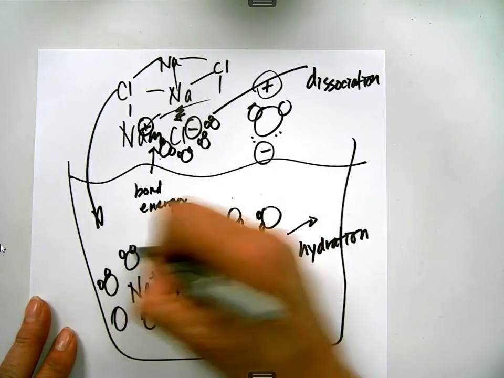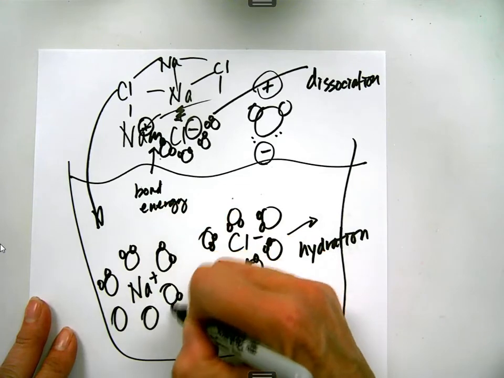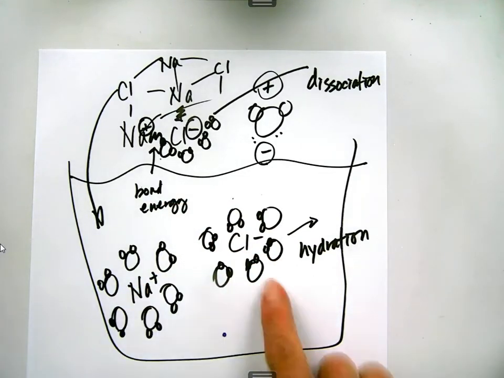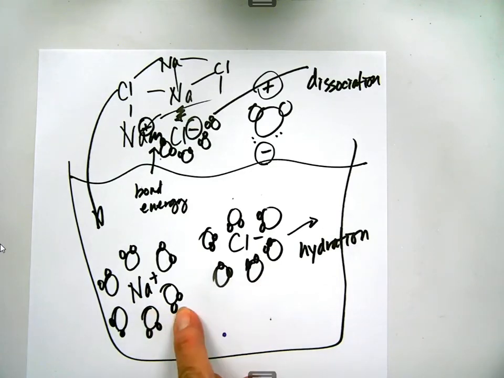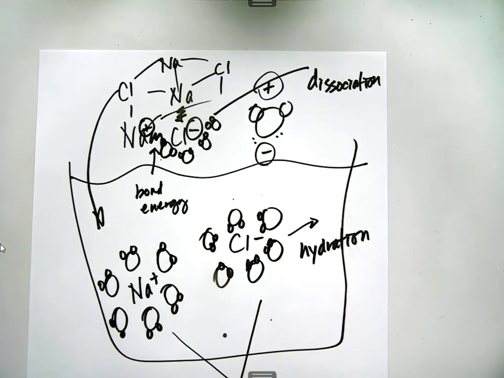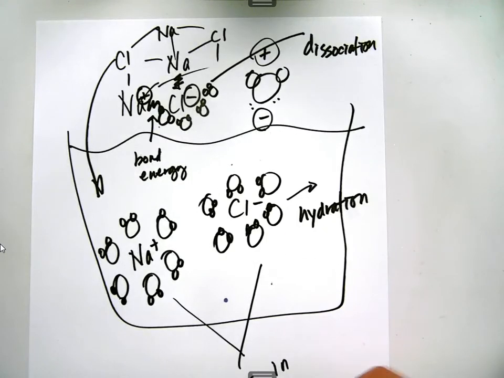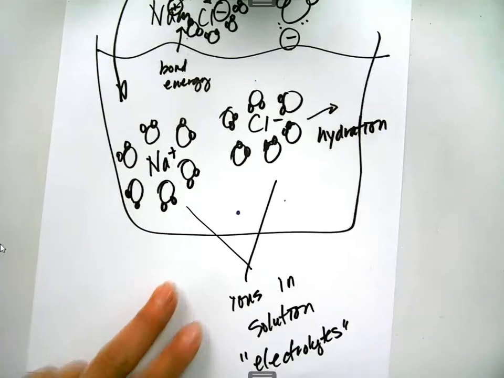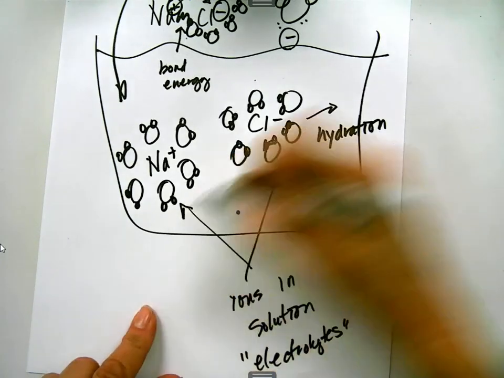Now with the hydration of sodium, if you look at the water molecules, they have oriented themselves exactly the opposite as the orientation around the chloride. Here, the positive end is away from the sodium, and the negative end is towards the sodium. So these are ions in solution. We call those electrolytes. Ions in solution, we call those electrolytes.